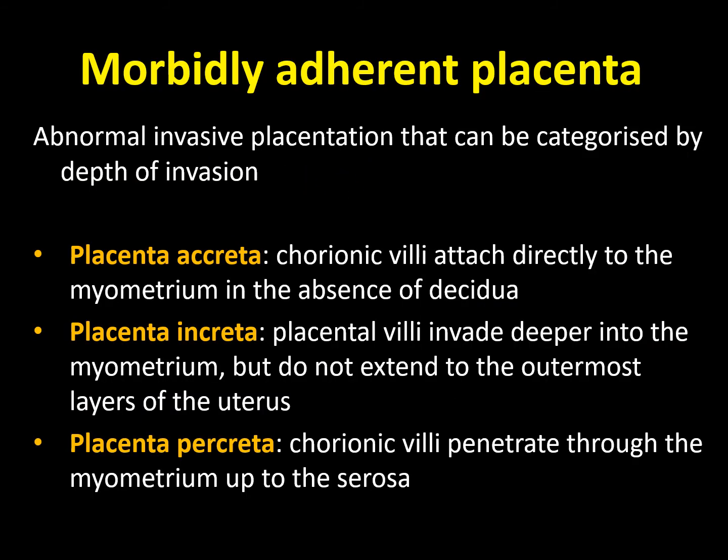Morbidly adherent placenta. This is an abnormal invasive placentation that can be categorized by depth of invasion. We have placenta accreta, where the chorionic villi attach directly to the myometrium in the absence of the decidua. We have placenta increta, where placental villi invade deeper into the myometrium but do not extend to the outermost layers of the uterus, and placenta percreta, where the chorionic villi penetrate through the myometrium up to the serosa.